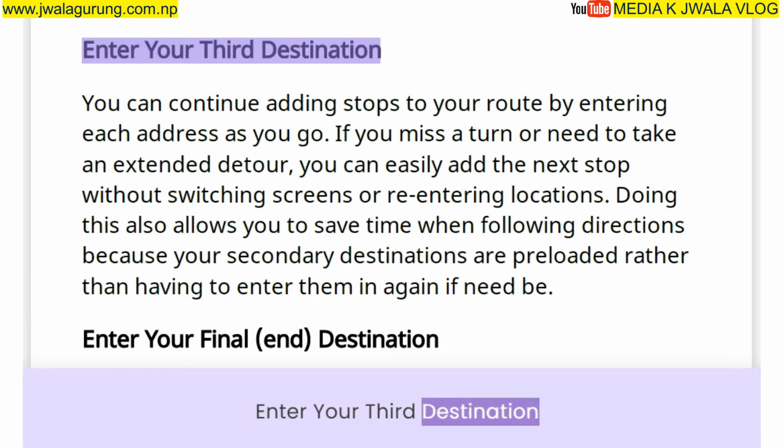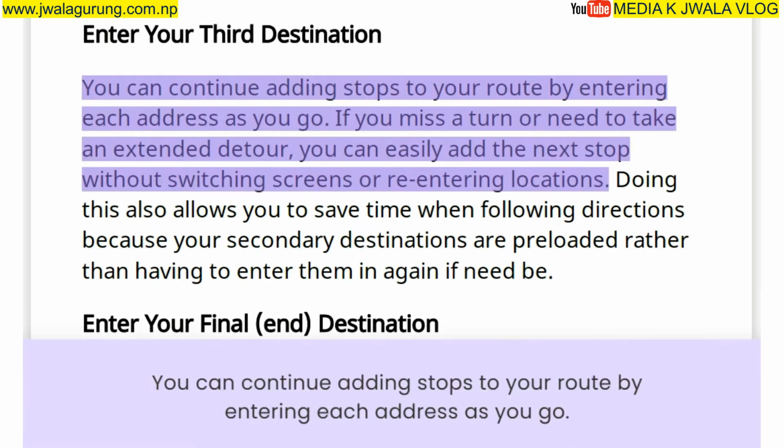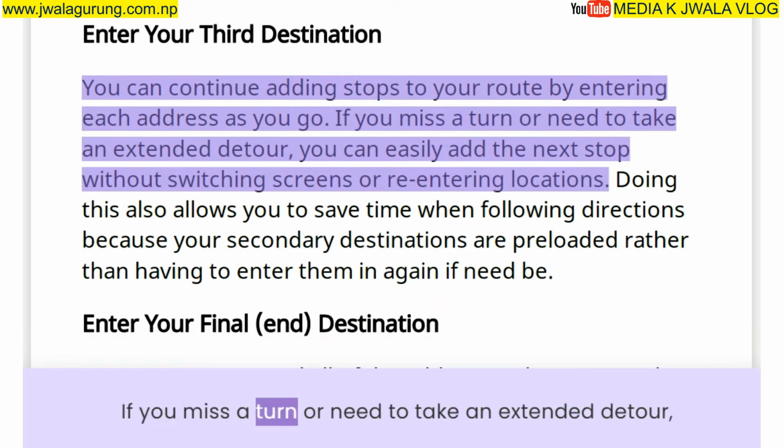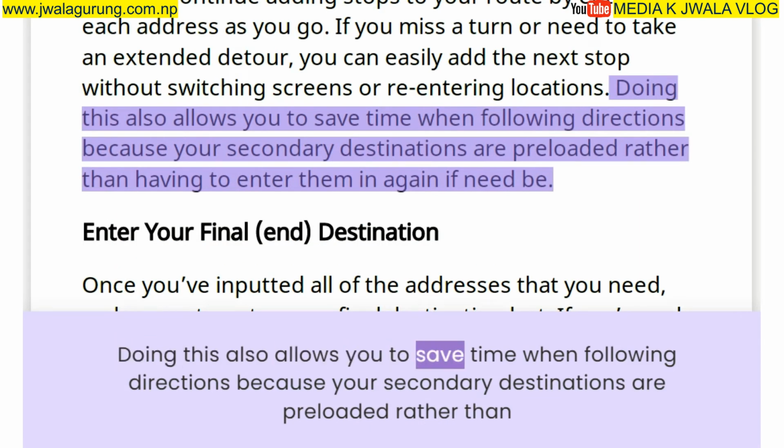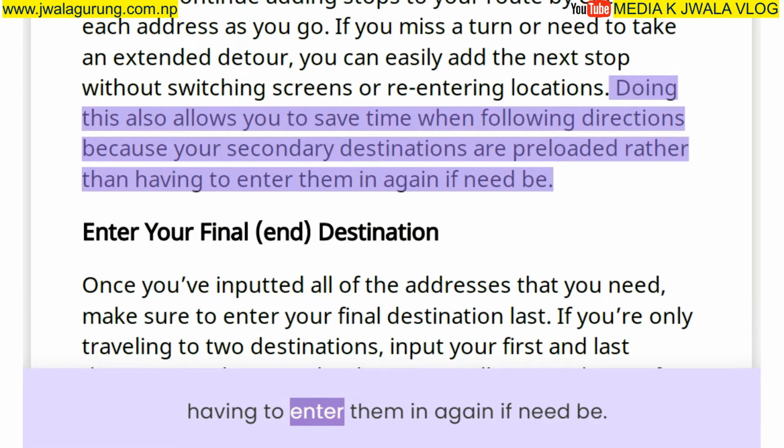Enter your third destination. You can continue adding stops to your route by entering each address as you go. If you miss a turn or need to take an extended detour, you can easily add the next stop without switching screens or re-entering locations. Doing this also allows you to save time when following directions because your secondary destinations are preloaded rather than having to enter them in again if need be.